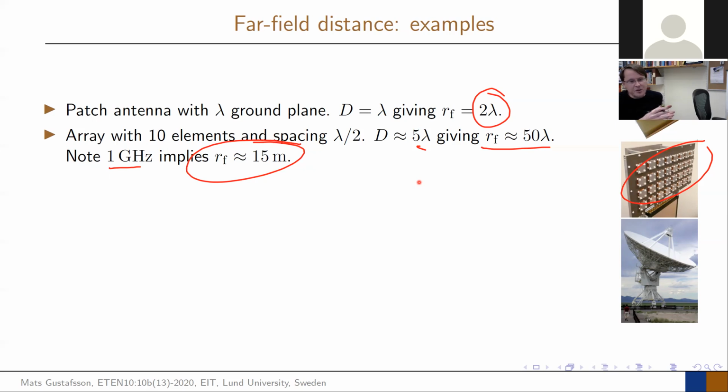Which means that in an indoor environment of these sizes, you're actually usually not in the far field of these kind of structures with these many number of elements. It depends, of course, on the frequency and so on, but you can get actually pretty large distances rather rapidly when you start increasing the size.